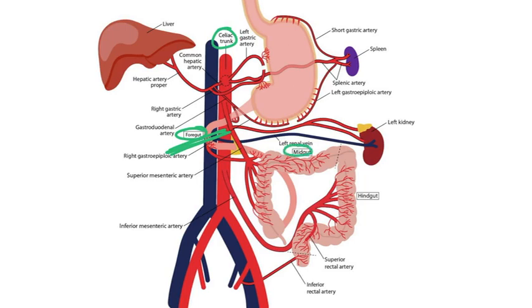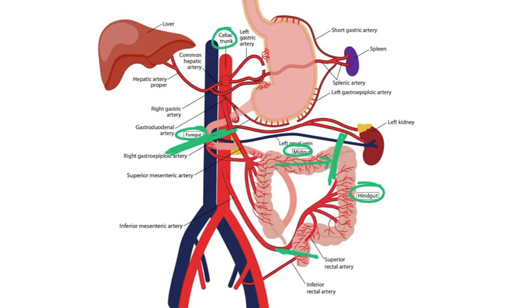Next, look at the midgut. This is supplied by everything below this line and above this line. And as we mentioned on the previous slide, this includes the colon up to the proximal two-thirds of the transverse colon, right here. Finally, let's look at the hindgut. And this is everything that is below this line and above this line.